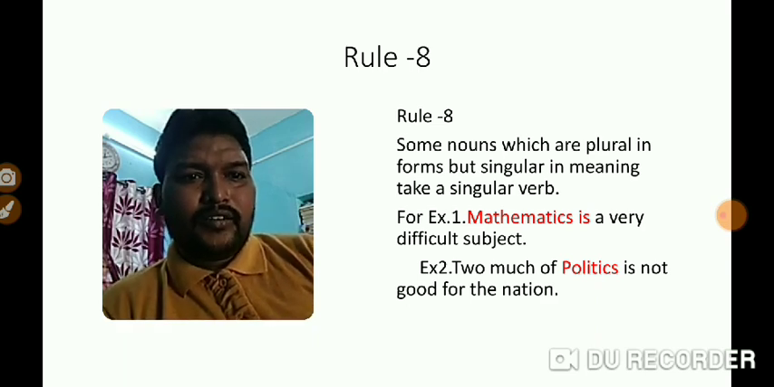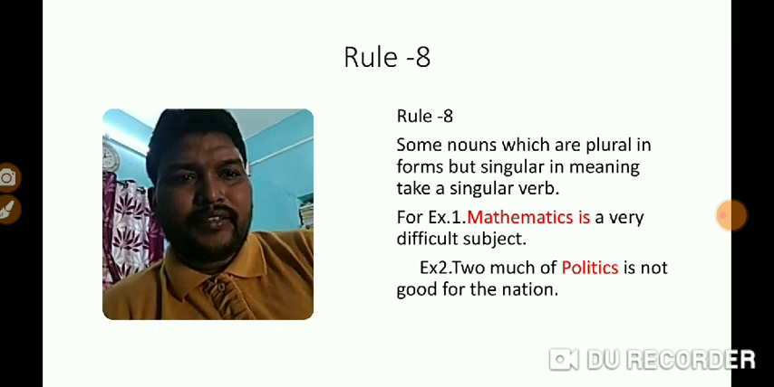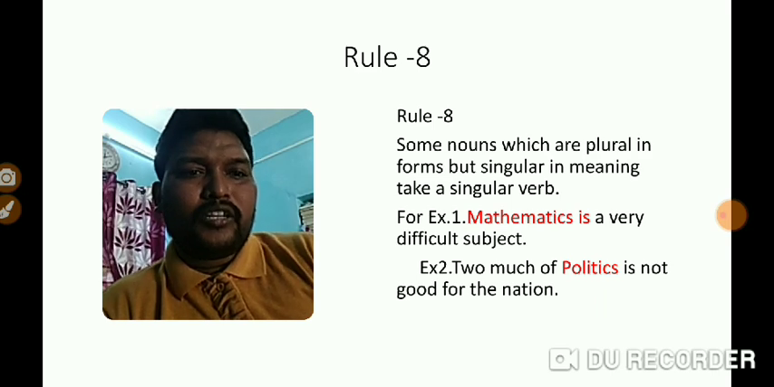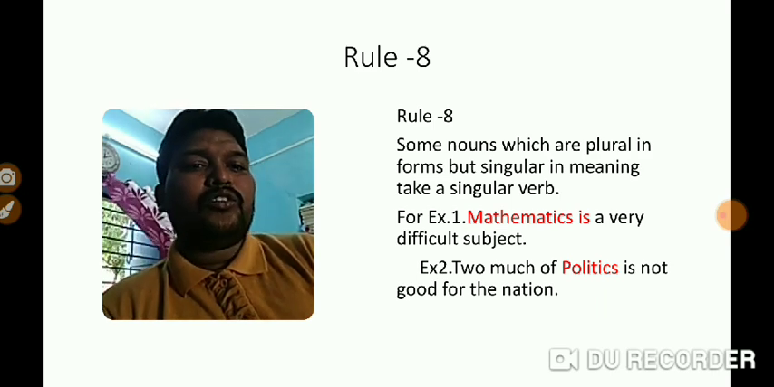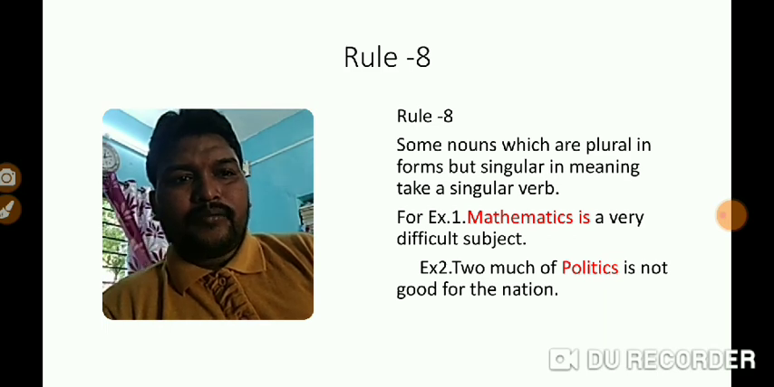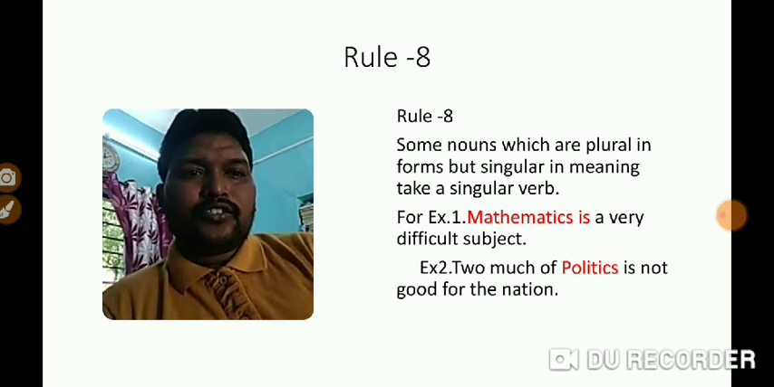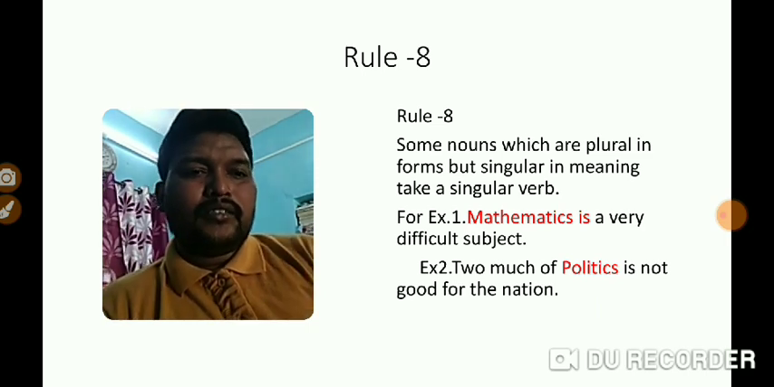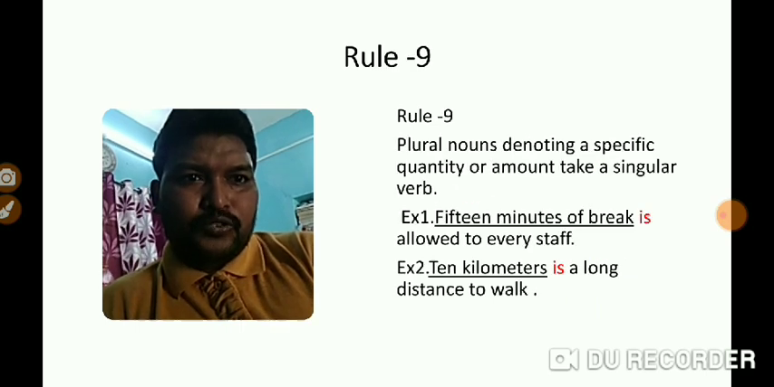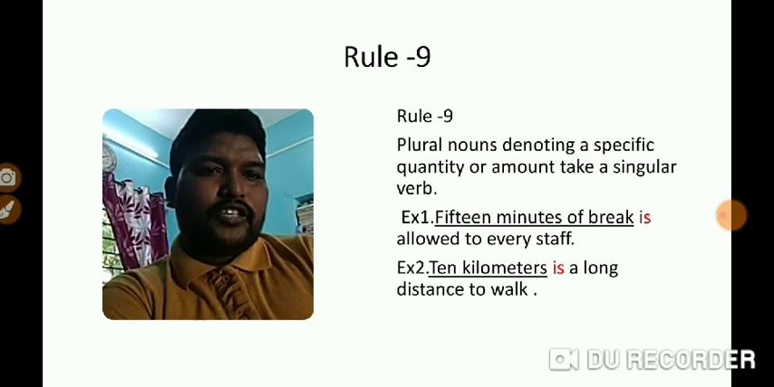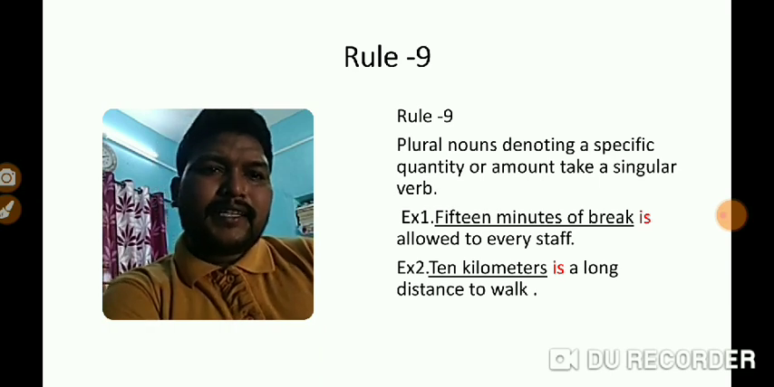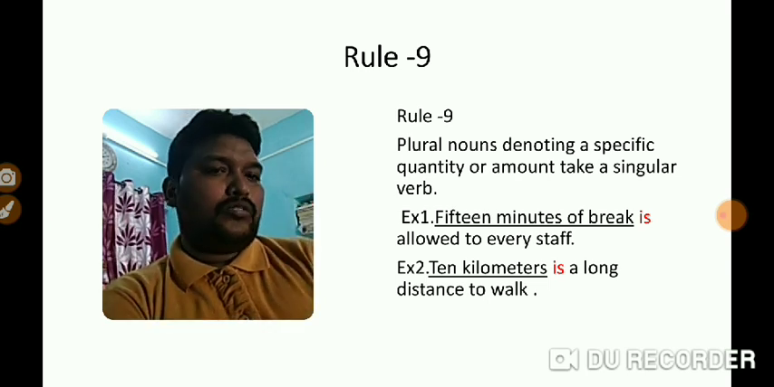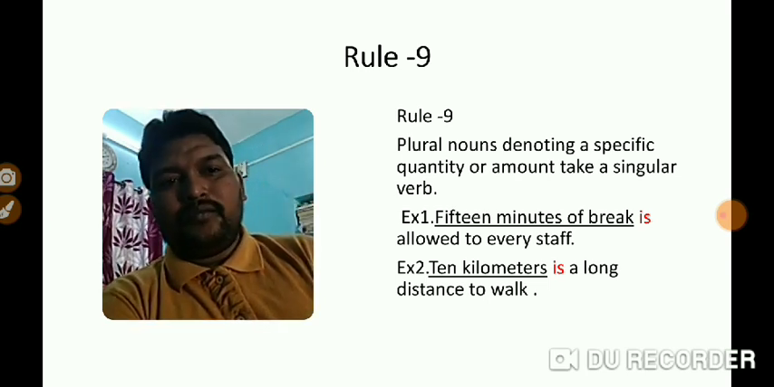It's a very easy one. Mostly whenever you find the name of subjects, and certain abstract subjects also, like politics. Too much of politics is not good for the nation. Politics, although written in plural form, refers to a singular subject. Now let us come to rule number 9. What does rule number 9 say, my dear children? Rule number 9 says that plural nouns denoting a specific quantity or amount take a singular verb.